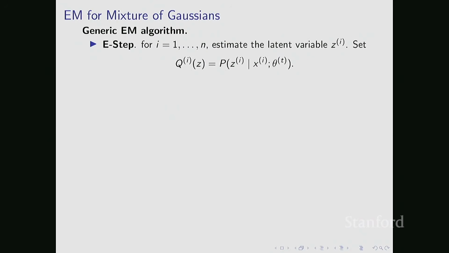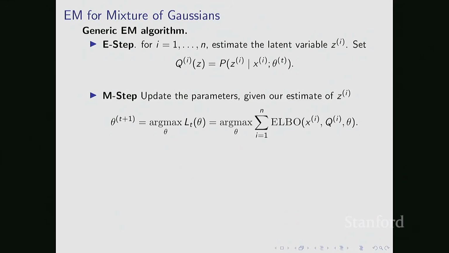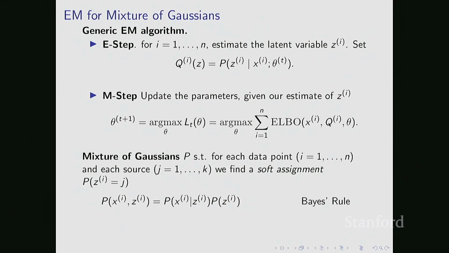All right, so here are the two steps. We're going to go through them in a second. All right? So we're going to look at this EM for the mixture of Gaussians that we had there. These are the two steps that we had previously. And for each data point and each source that we have, remember we know the number of sources, we're going to try and find a soft assignment to p(z = j). And we went through this actually before, so happy to go through it again.